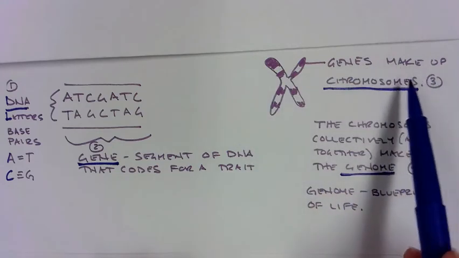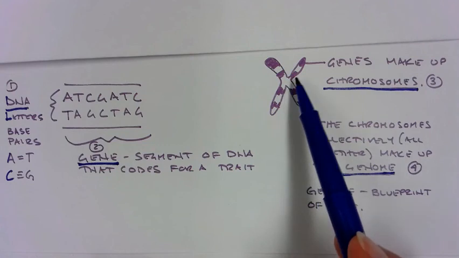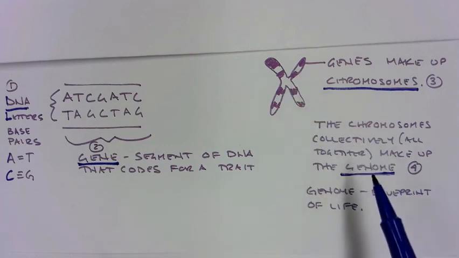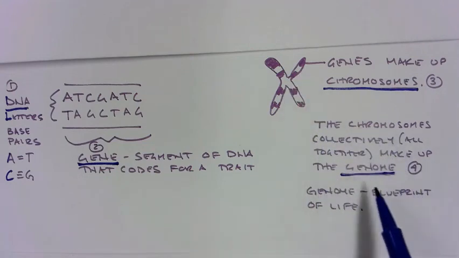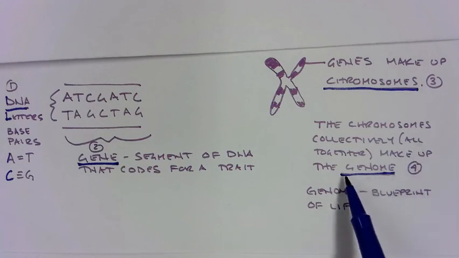Genes make up chromosomes. So together they collectively make up a chromosome. And all of the chromosomes collectively within that cell make up something called the genome. And again, the genome is the blueprint of life.